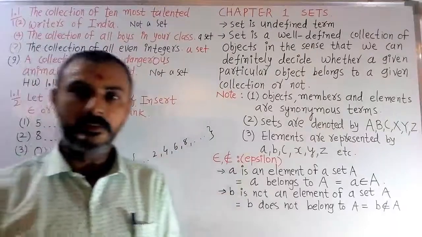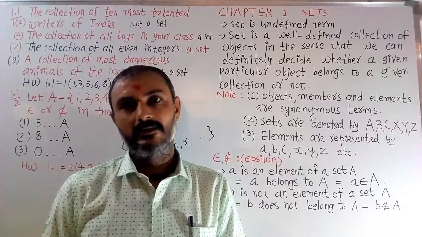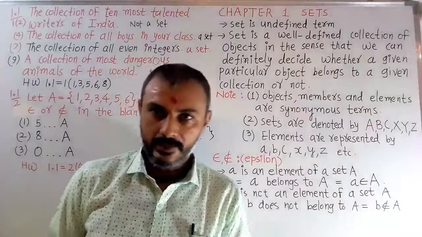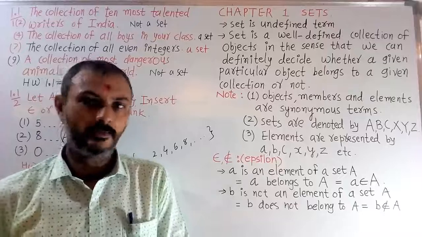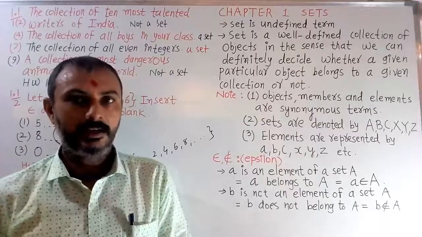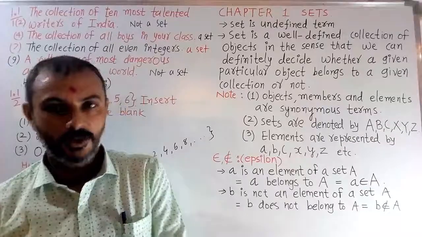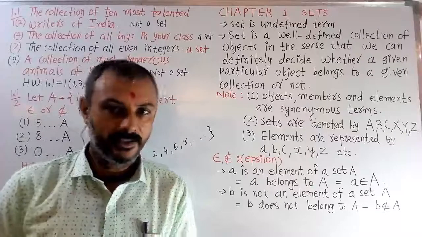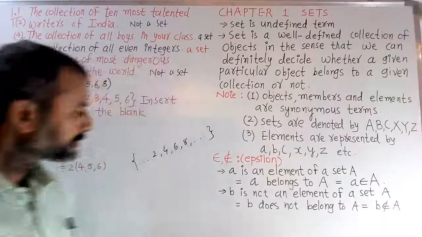Next, third point is elements are represented by small letters. As sets are represented by capital letters, elements are represented by small letters. Our letters are small a, b, c, small x, y, z, small p, q, r, small element, etc. Okay, so remember this thing.